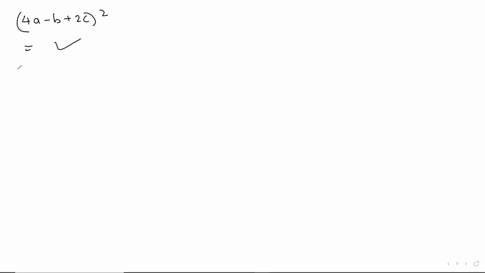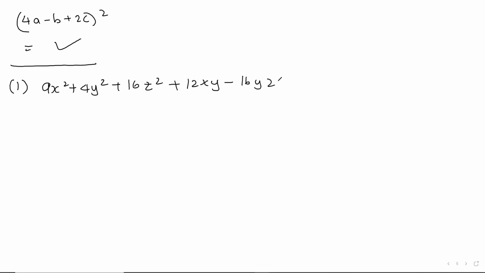The second one, I think this is pretty easy. So let's move on to the next one, which is factorize. Can you tell me what was the first question, and can you also tell me the answer along with it? Ma'am, the question was 9x square plus 4y square plus 16z square plus 12xy minus 16yz minus 24xz. Okay. And how did you factorize this?